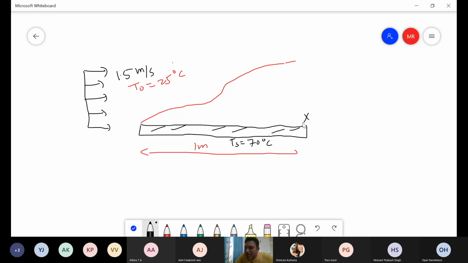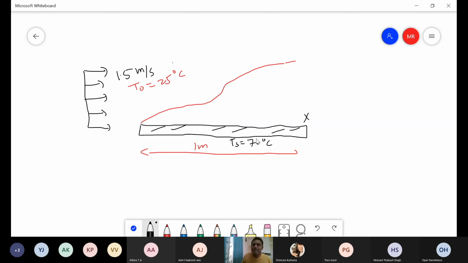So if my Reynolds number is less than 5 into 10 raised to the power 5 at the end of this particular plate, then I am sure that only the laminar zone is present. If the Reynolds number corresponding to this location on the right hand side comes to be greater than 5 into 10 raised to the power 5, in that case it's a clear indication that we are going to have both laminar plus turbulent zone, isn't it? So that we have to first find out.